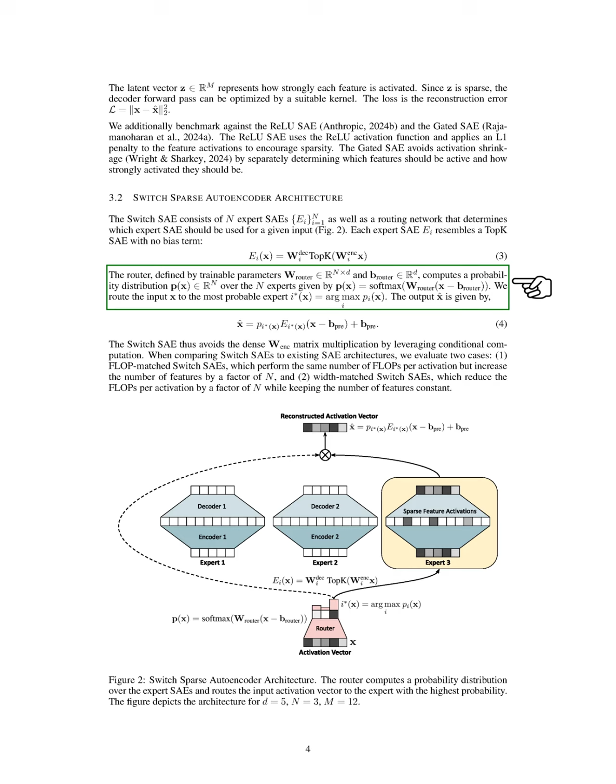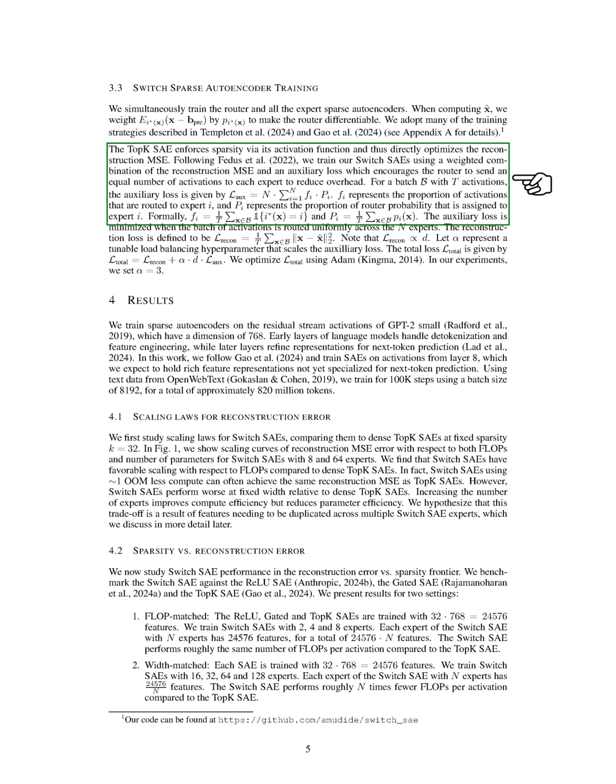When training the switch SAEs, we train both the router and the expert SAEs together. We ensure the router is differentiable by weighting the output of the selected expert. We adopt various training strategies and enforce sparsity through the activation function of the top-K SAE, optimizing the reconstruction mean squared error. Our training also includes an auxiliary loss that encourages an even distribution of activations across the experts to minimize overhead. The auxiliary loss is calculated based on the proportion of activations routed to each expert and the router's probability distribution. We aim for uniform routing across all experts.